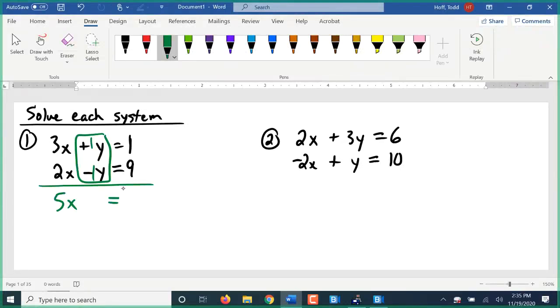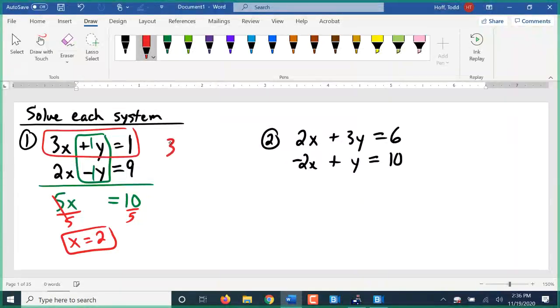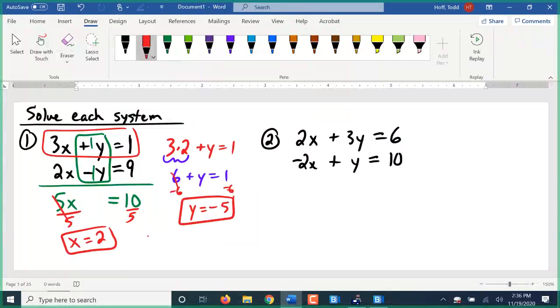Equals, on the right side, 1 plus 9 is 10. So then we can divide by 5, get x equals 2. Now we still have to find y. I'm going to go back up to the top equation here. So 3x becomes 3 times 2, plus y equals 1. We combine what we can combine. 3 times 2 is 6. And now we're ready to solve. I'll subtract 6 from both sides. Y equals negative 5. So our solution here is x equals 2 when y equals negative 5.